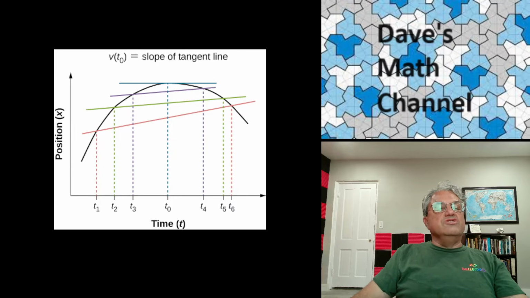So the green chord is going from T2 to T5. That's a smaller time interval, and you can see this one has a smaller slope. And you can keep going. You can keep converging. And say you want to know your speed at t0. Well, in this case, your speed at t0 is 0.